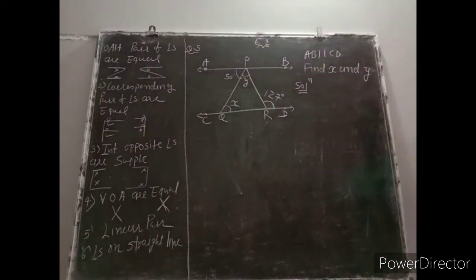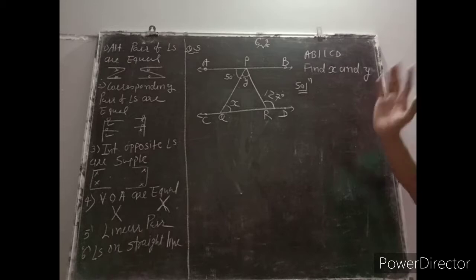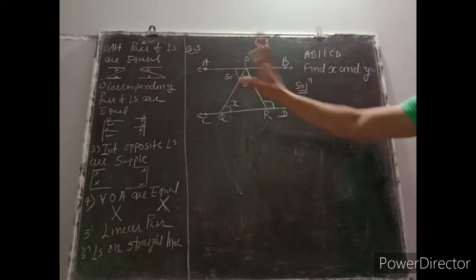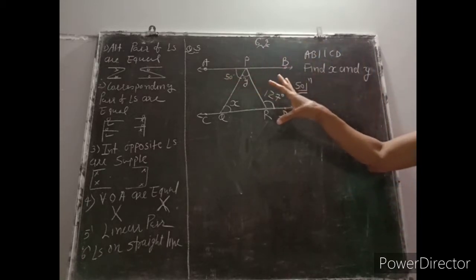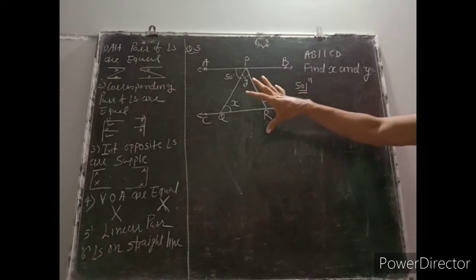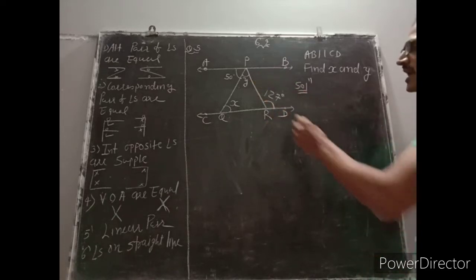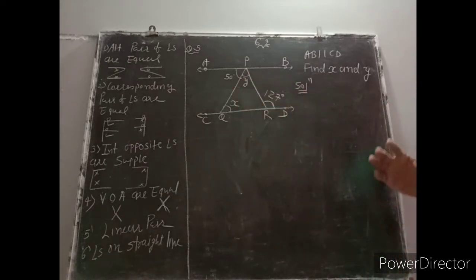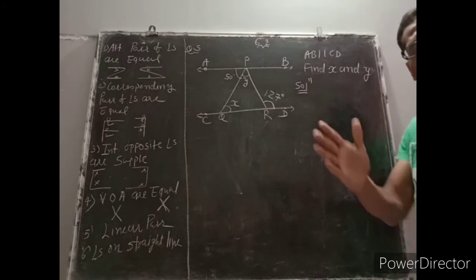Let us solve question number 5. Here the question is AB is parallel to CD and these angles are given. The figure is given in the textbook. According to that I have drawn the figure and we want X and Y. In all types of sums, first of all think about the alternate pair of angles.